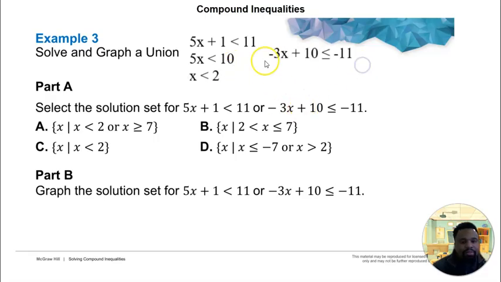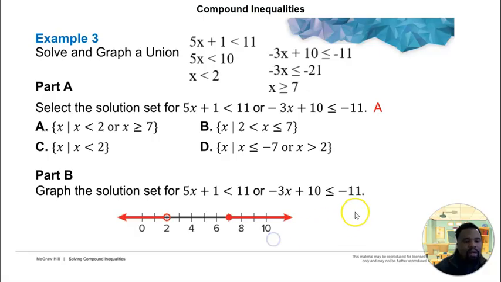If we do this one, subtract 10 on both sides, that's going to give you negative 21. And then if I divide both sides by negative 3, since I'm dividing by a negative number, remember the inequality symbol flips. So I have x is greater than or equal to 7. So x is less than 2, or x is greater than or equal to 7. That's going to be A. And if we were to graph this, that's going to be an open circle on 2 going to the left, closed circle on 7 going to the right.